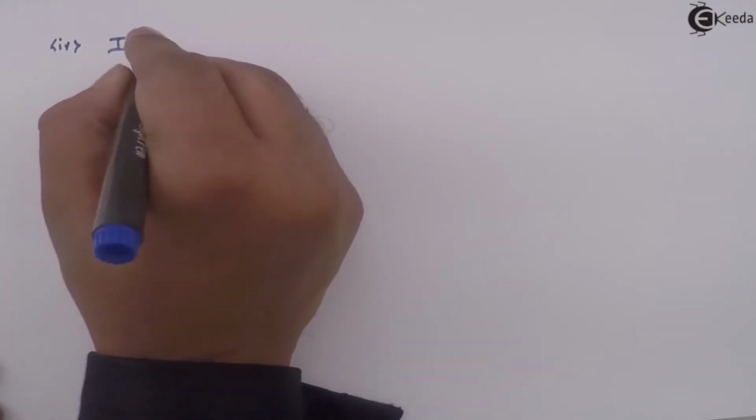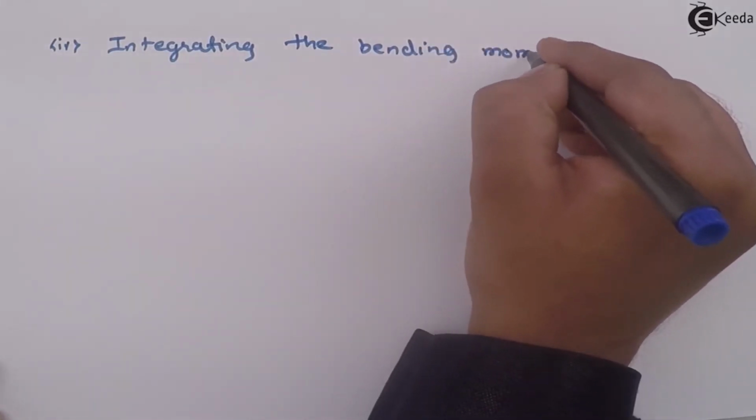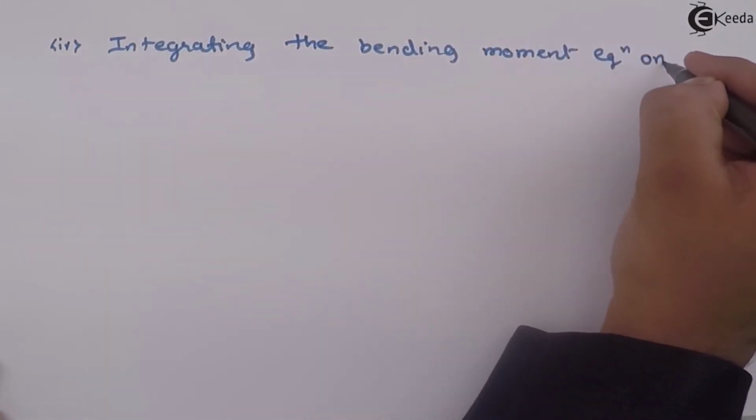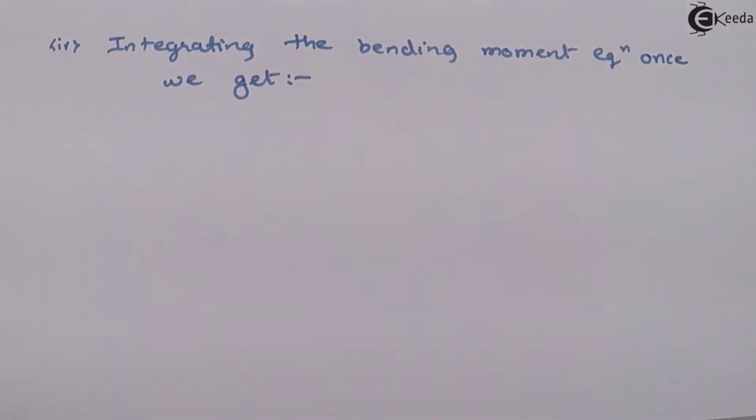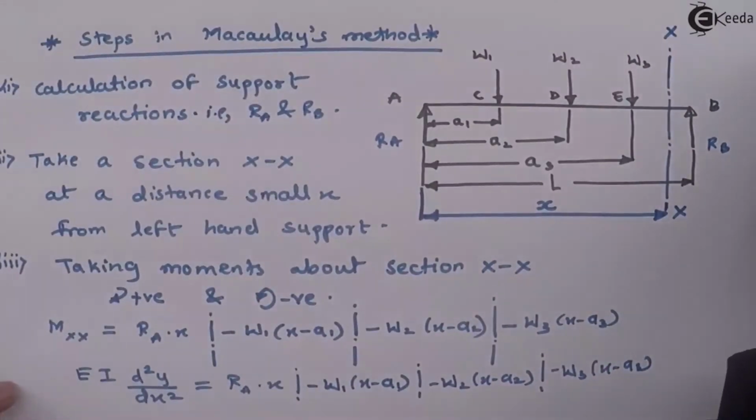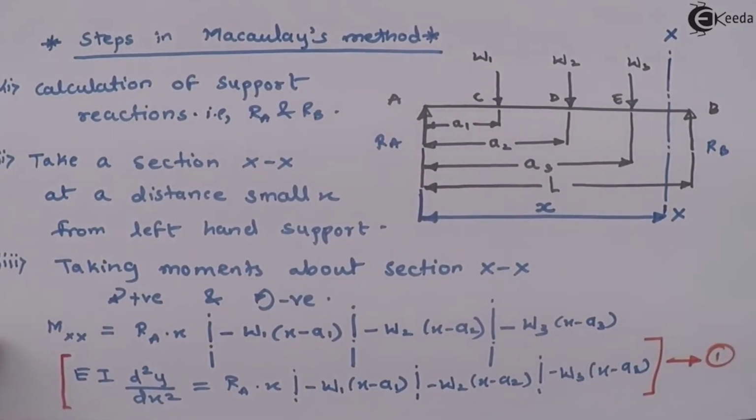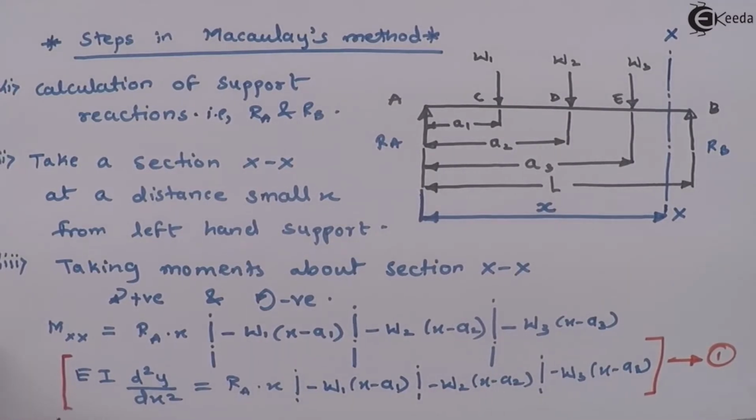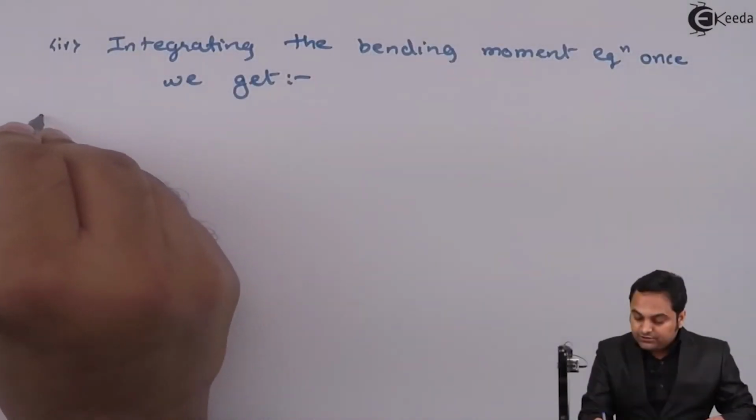Now in the fourth step, integrating the bending moment equation. So now integrating the bending moment equation, we have here the bending moment equation. I'll call this equation 1. Now integrating this, on the left hand side I have EI, it is a constant, I'll keep it as it is. EI is a constant.